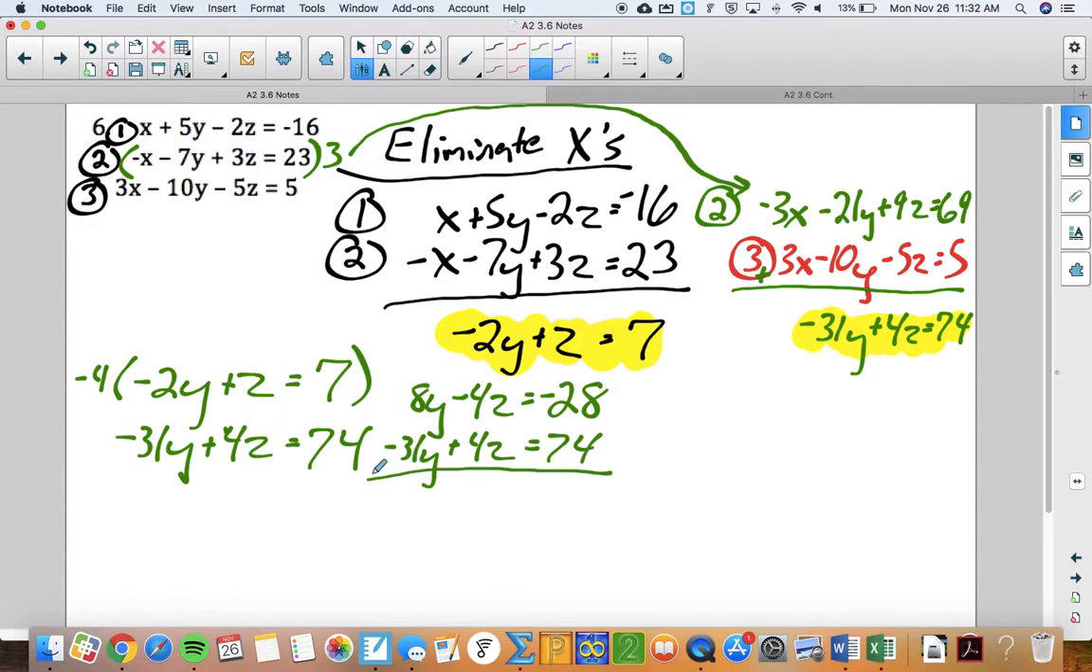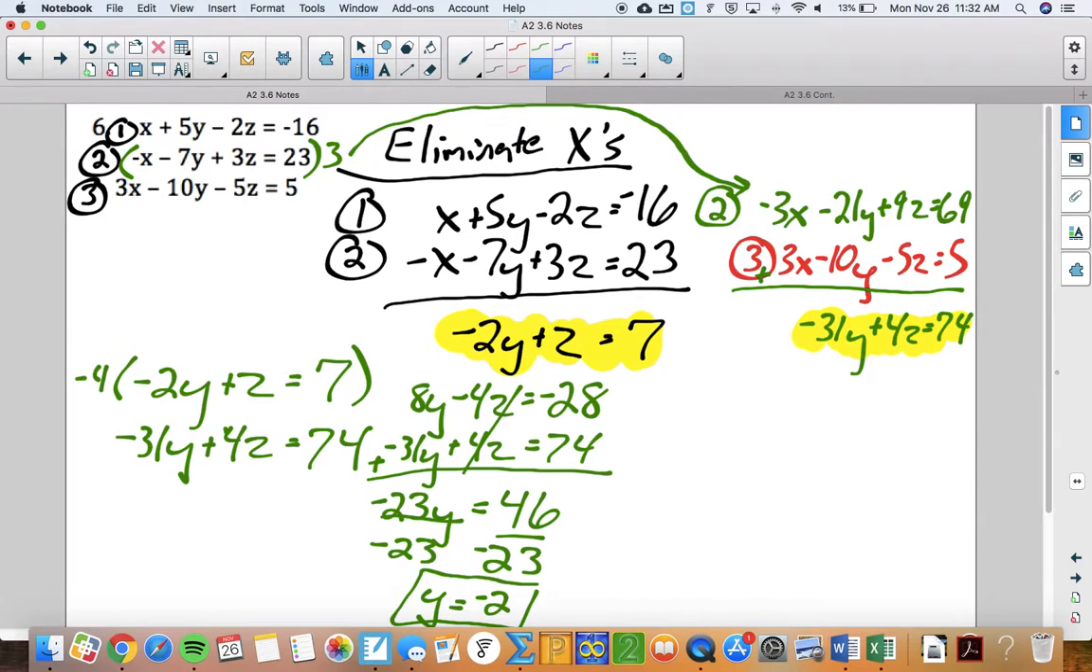So now we add like terms together, so we get negative 23, that was hard to write, negative 23y. The z's cancel out, hip hip hooray, equals 50, 40, oh boy, this shouldn't be that hard. What's the difference between 46? That'd be a positive 46. There we go. So then divide by negative 23. We get y equals negative 2. All right. So now we found what y is.